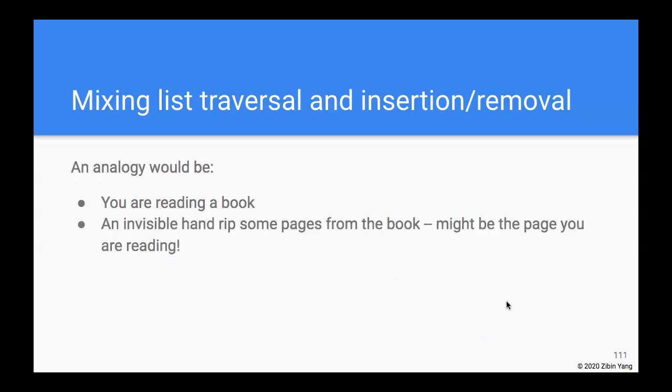So an analogy of mixing these operations would be, let's say we're reading a book. We're flipping through the pages. That's kind of like a traversal, right? And then a magical or invisible hand would just rip some pages from the book. That's like removing things in the middle of a traversal. That hand might even be removing the page we are on right now, right? So mixing operations like this is generally undesirable. The behavior should be well defined. It should either be handled, or it should be prevented altogether. And you might say, well, this is fairly obvious. Nobody would ever do this. But believe me, I'm speaking as someone who has done this plenty of times and wasted many hours scratching my head about what went wrong with my code.